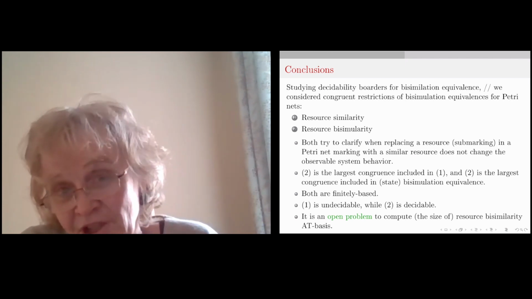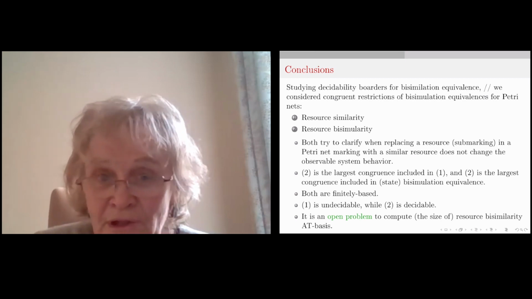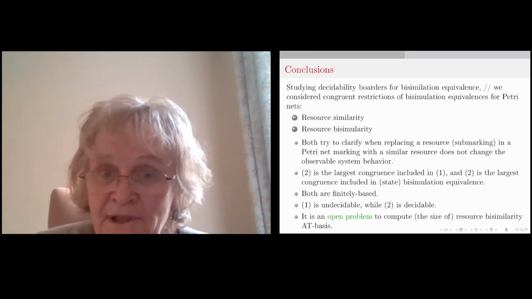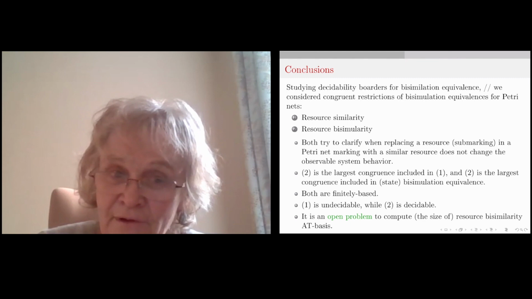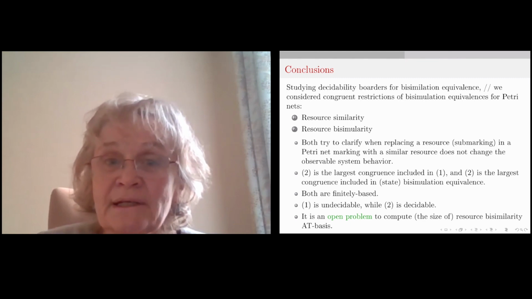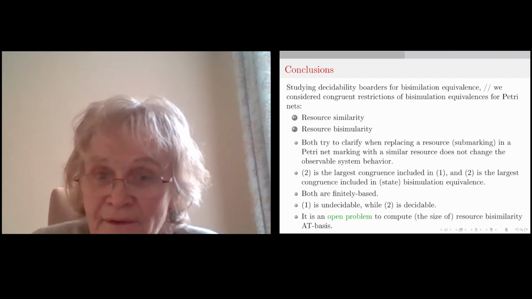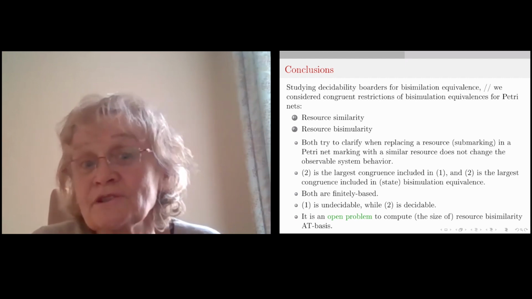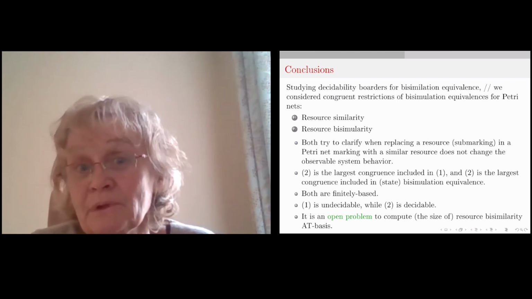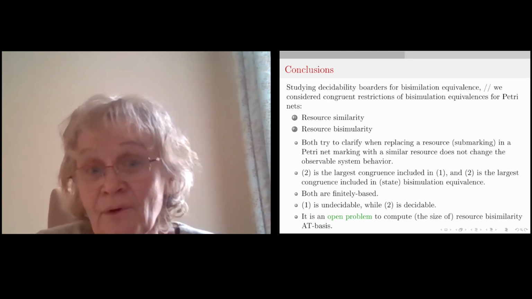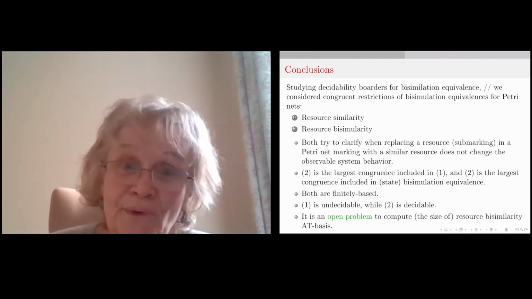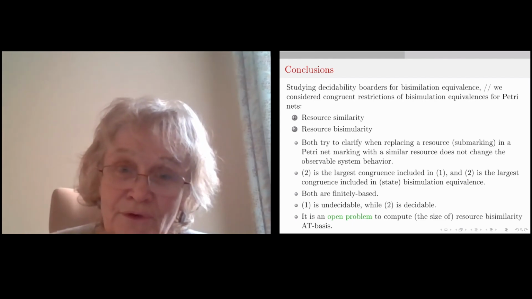But generally, it is not a bisimulation, so the transfer property is not valid for it. But then we narrow it to a congruence relation, which is a bisimulation itself. It is not the largest bisimulation, but it is a bisimulation. So then we have this resource bisimilarity.